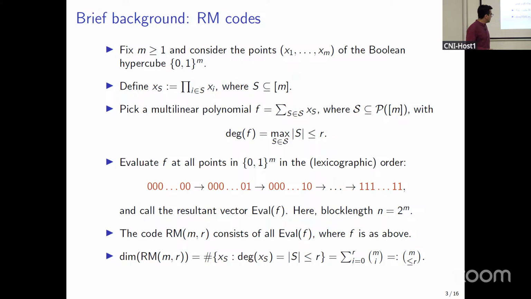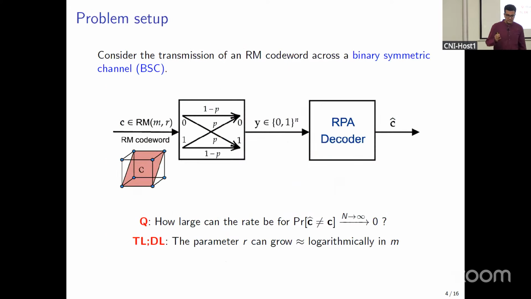Okay, so the Reed-Muller code RM(m,r) consists of the evaluations of all polynomials whose degree is at most r. So you fix a degree r in advance, and you consider all those polynomials whose degree is at most r and throw them into a bucket, and the evaluations of such polynomials is precisely the Reed-Muller code RM(m,r). Right. So what is the task at hand?